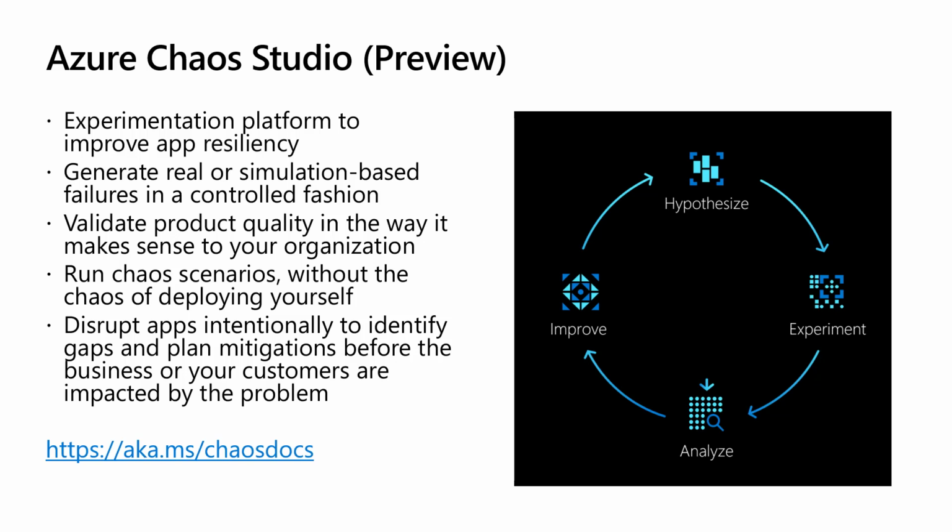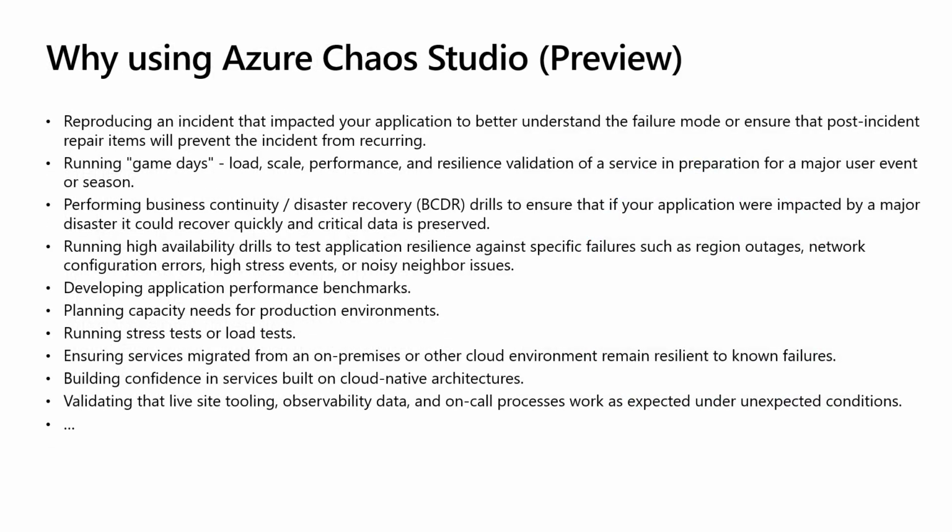Now, chaos experimentation enables you to test that your cloud-hosted applications are resilient in Azure. Think of some scenarios. Honestly, there's a huge amount of examples, a lot of reasons why you should look into this. And remember, for now, it's only preview, so a lot could still change, and typically in a positive way, right? For example, it allows you to reproduce an incident that impacted your application to get a better understanding of the failure mode, or ensuring that post-incident repair items will prevent the incident from recurring. Or maybe you want to perform some application performance benchmark testing, or overall running stress tests, running load tests, and figuring out how your application architecture is reacting on that.